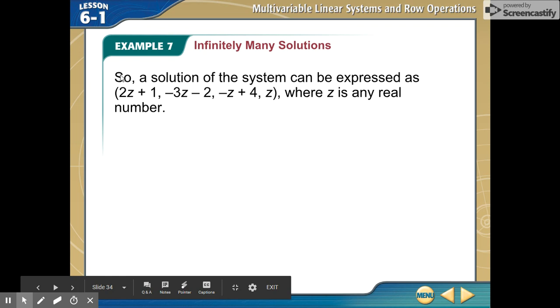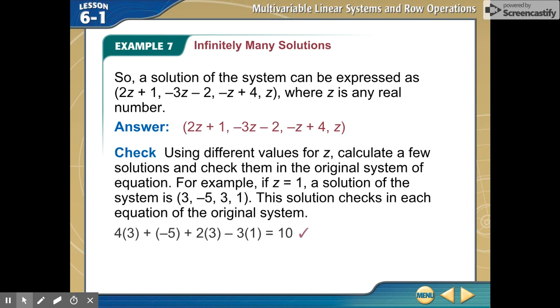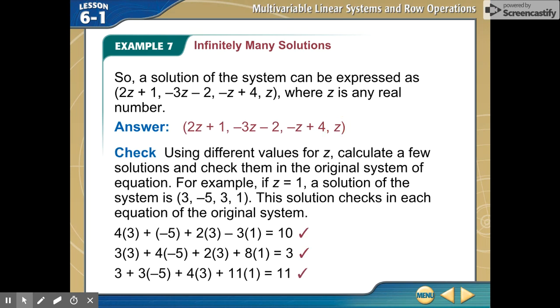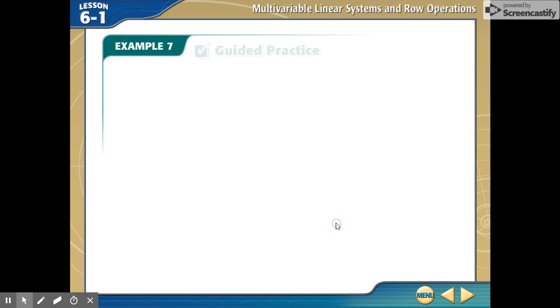All right, here's the expression for the ordered, for the 4 values. You can see that they're all in terms of z, which is going to allow for infinitely many solutions. All right. And those are just working through the different examples if we made different values for z and what our values for w, x, and y would be.